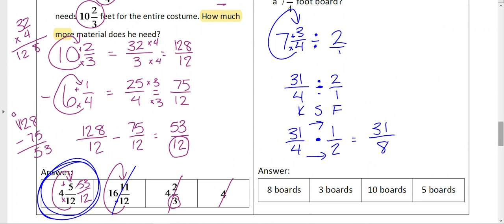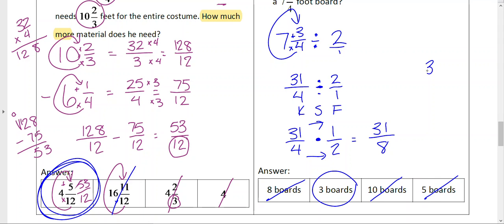And I have to think to myself, okay, how many times can 8 go into 31? 8 can't go in 8 times because that would be 64. That's too much. 8 times 3 would be 24, so that could work. 8 times 10 would be 80, so that's too much, and this would be 40, so that's too much. So it would be only 3 boards.